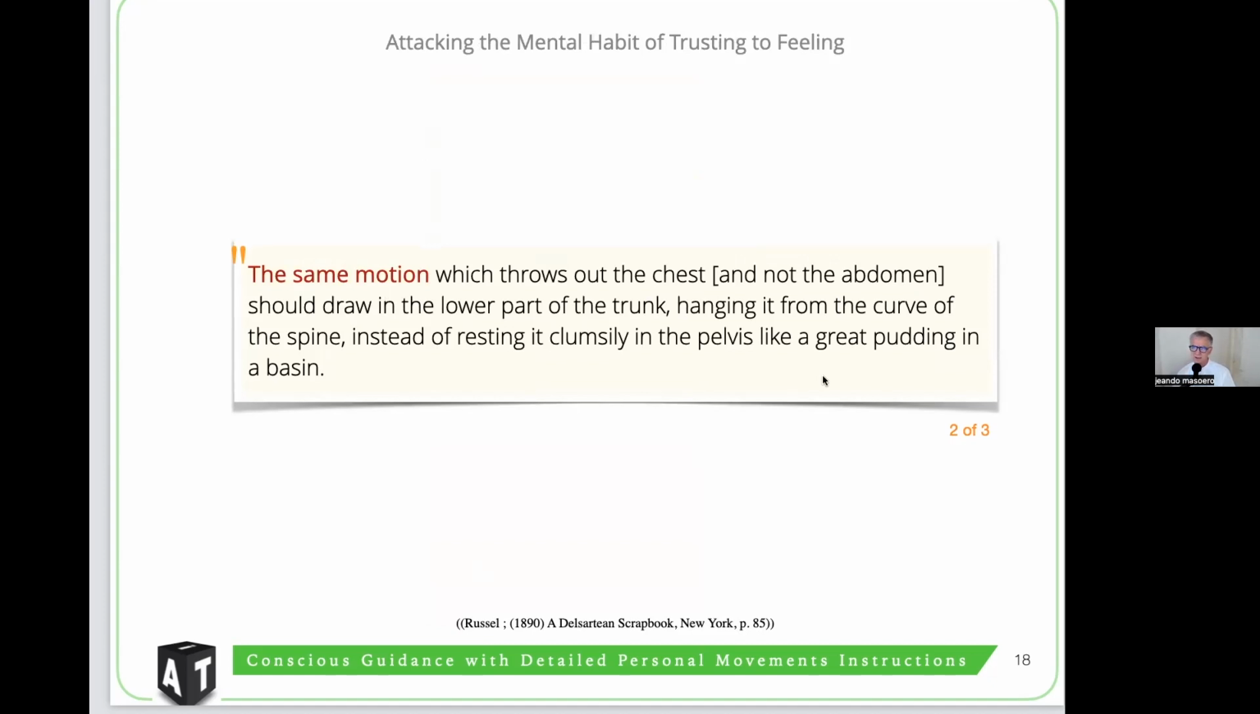And listen to this. The same motion which throws out the chest should draw in the lower part of the trunk, having it from the curve of the spine instead of resting it clumsily in the pelvis like a great pudding in a basin. You need to stand with me because this is a bit intricate.